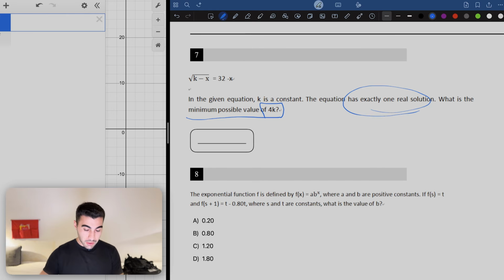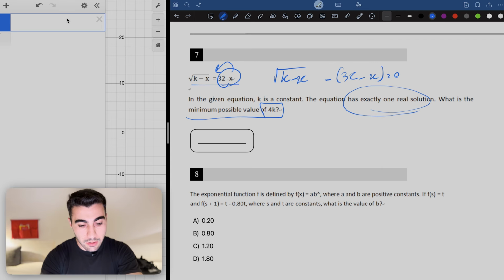This is a question that we can easily do on Desmos. How we will do it, I'm going to first of all write this whole thing on one side. So I'm going to do square root of k minus x, minus 32 minus x, equals 0. I just moved this whole thing to the left side. 32 minus x, move to the left side. Now I'm going to plug this into Desmos, right? I'm going to do square root of k minus x minus 32 minus x and add in a slider for the k.